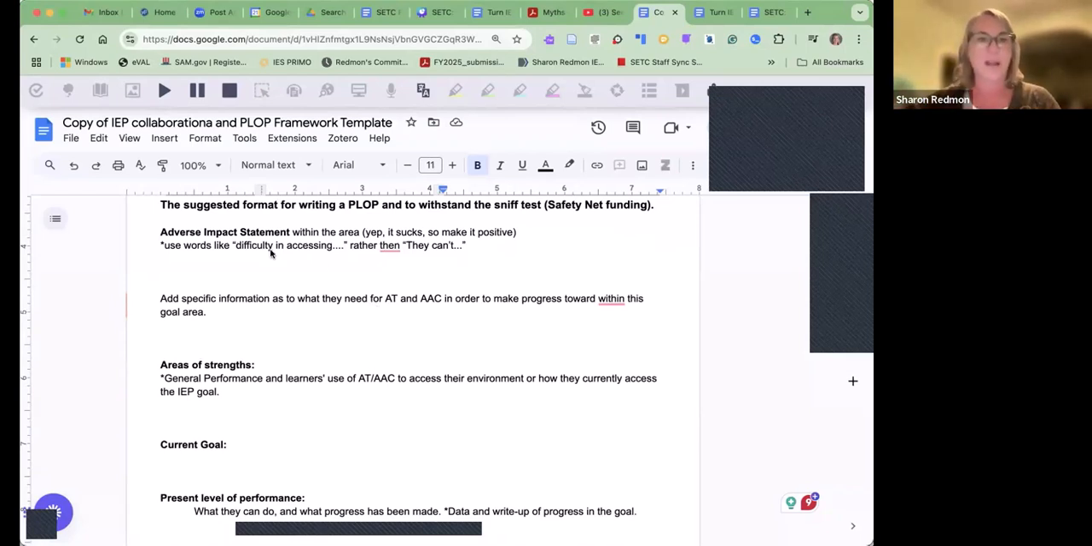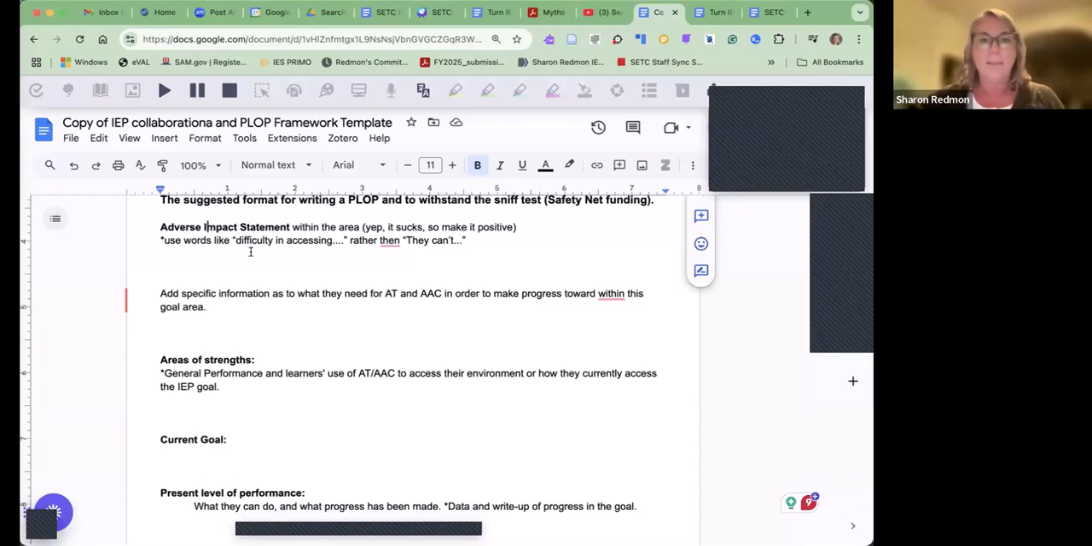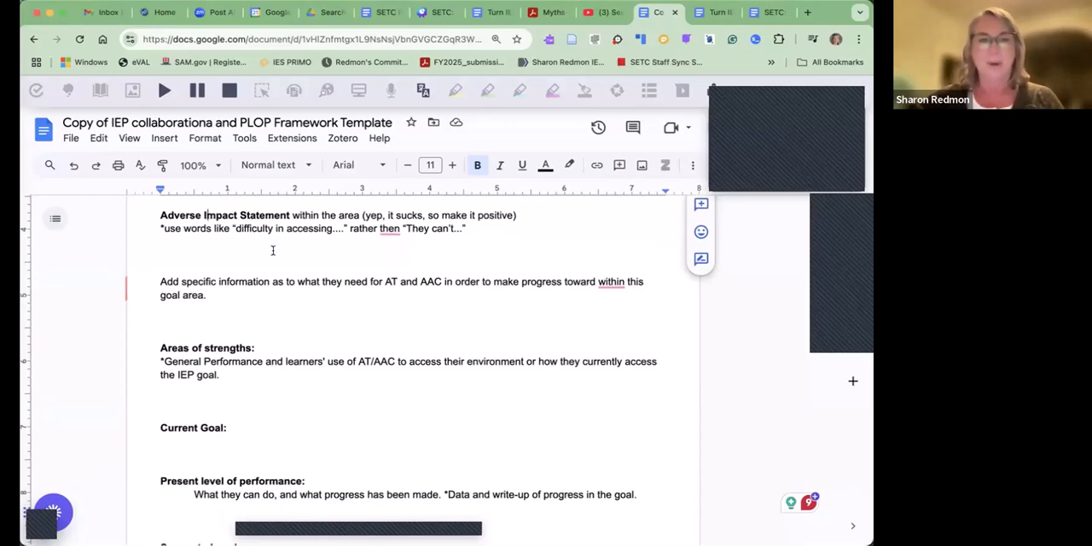It was right there. So we had, unfortunately, our adverse impact statement, which was required. And yep, it stinks, but we tried to make it positive, right? So using words like difficult rather than they can't. And then we added specific information of exactly what they're doing. So when it comes to AT and AAC, this is the spot to write it in the present level of performance, right? The exact thing that they're doing.